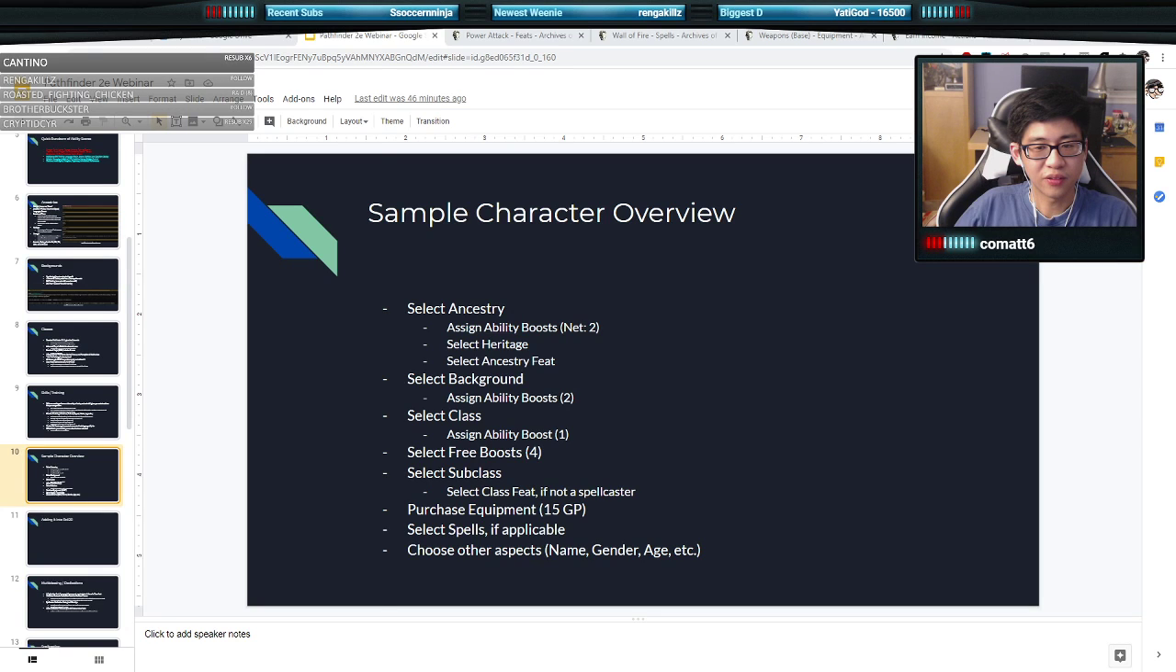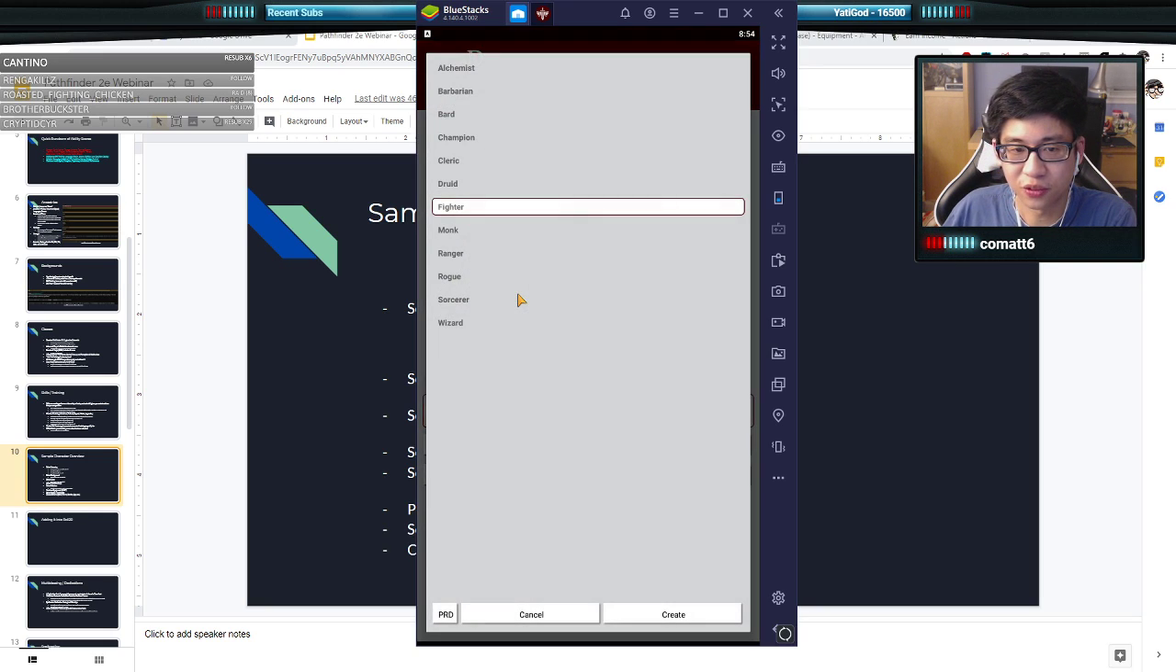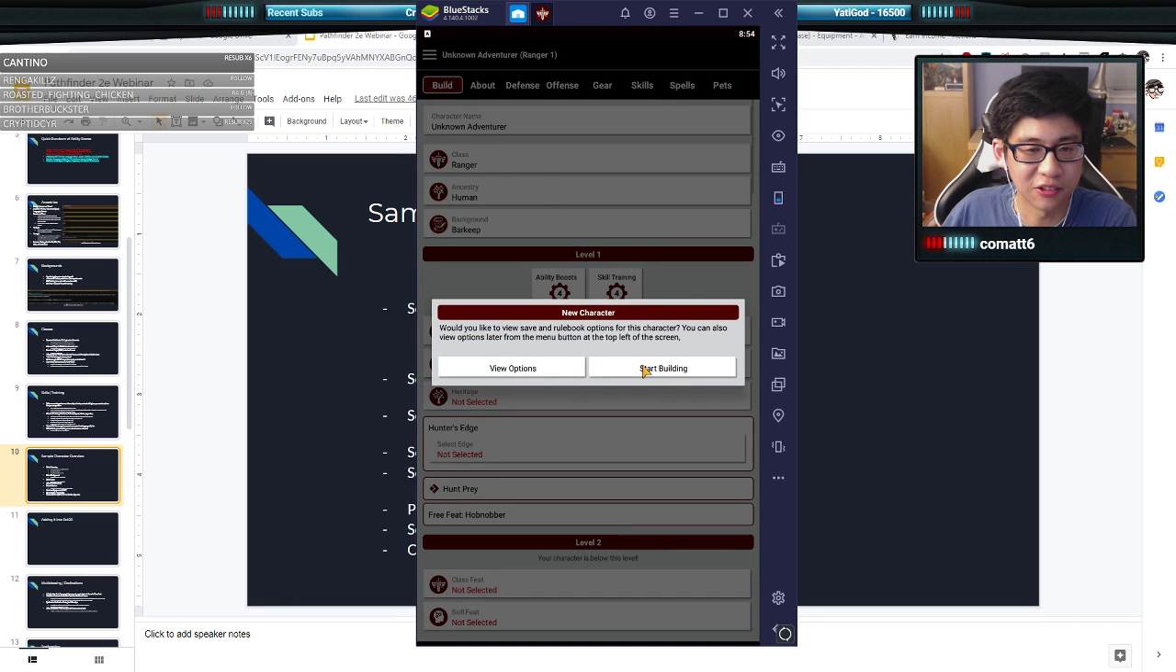And I believe I have it right here. So I have the Path Builder 2E app open right now on BlueStacks, which is really nice, and we're gonna just create a character from scratch. So I'm going to go with my good old go-to ranger. His name is Tyson Green.